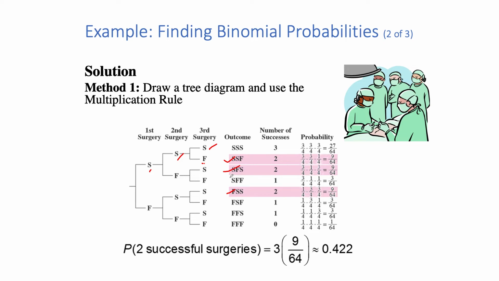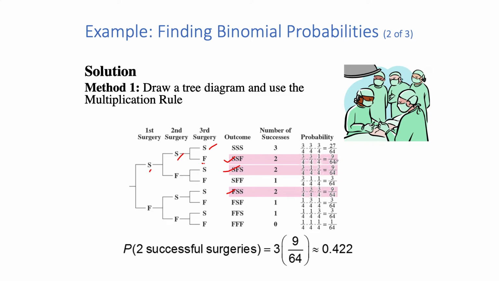The probability that I end up in this situation is the probability that the first one is successful and the second one is a failure, which is 1 over 4, and the third one is a failure. This is just using the multiplication rule. That's 9 over 64, and the probability that I end up here is that the first one is a failure, 1 over 4, times the probability the second one is a success, times 3 over 4, times the third one is a success, times 3 over 4, or 9 over 64.